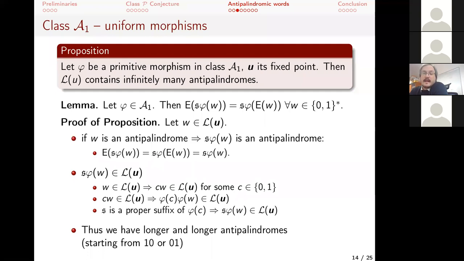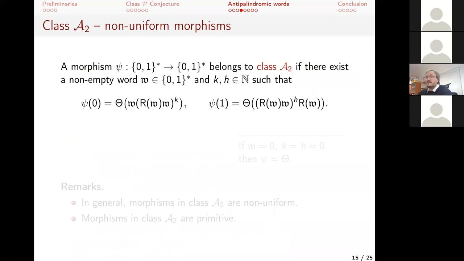Now, there is another class, a class A2, and I will explain later how we found this class. So the class A2 is the following one: a morphism psi, again a binary morphism on 0-1, belongs to class A2 if there exists a non-empty word W and two integers K and H, such that psi of zero is equal to theta image, where theta is Thue-Morse's morphism, of W concatenated with K power of RWW, where R is the mirror image antimorphism. And psi of one is again theta image of RWW to the power of H concatenated with RW.